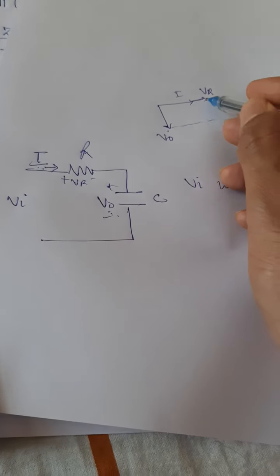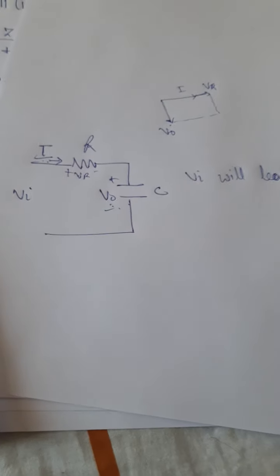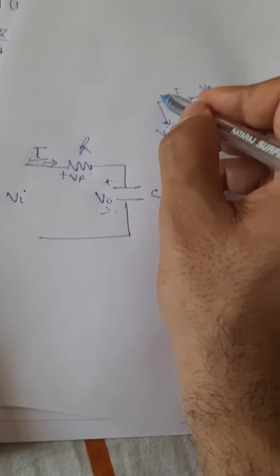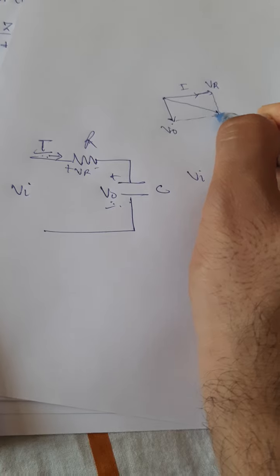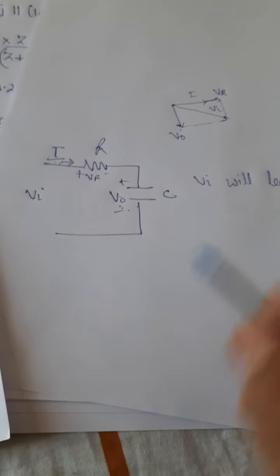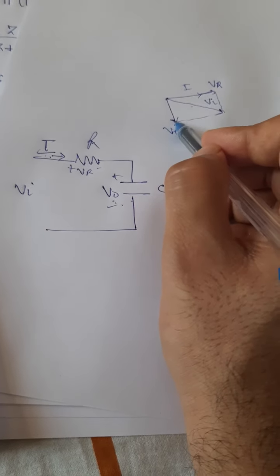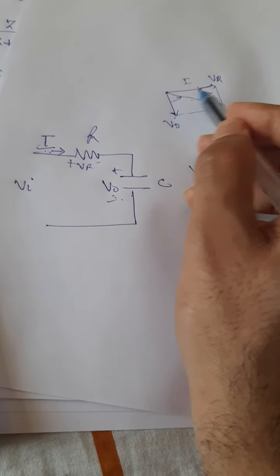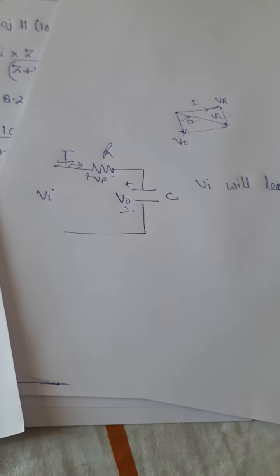So if you will see, this current is leaving us. Vi will come in this direction. So if you see, Vi is here and V naught is here. So this Vi is leading V naught by angle theta. Are you getting my point?